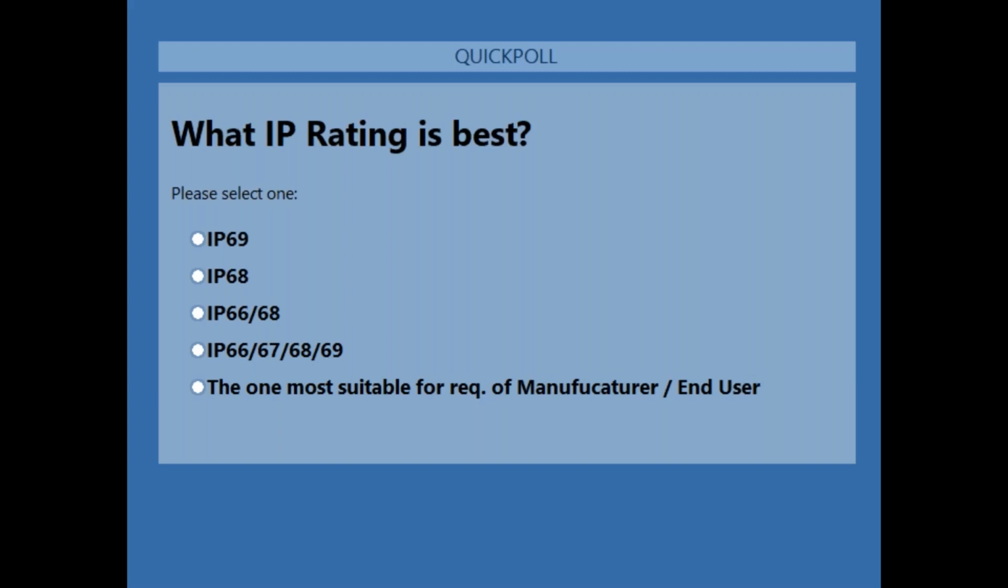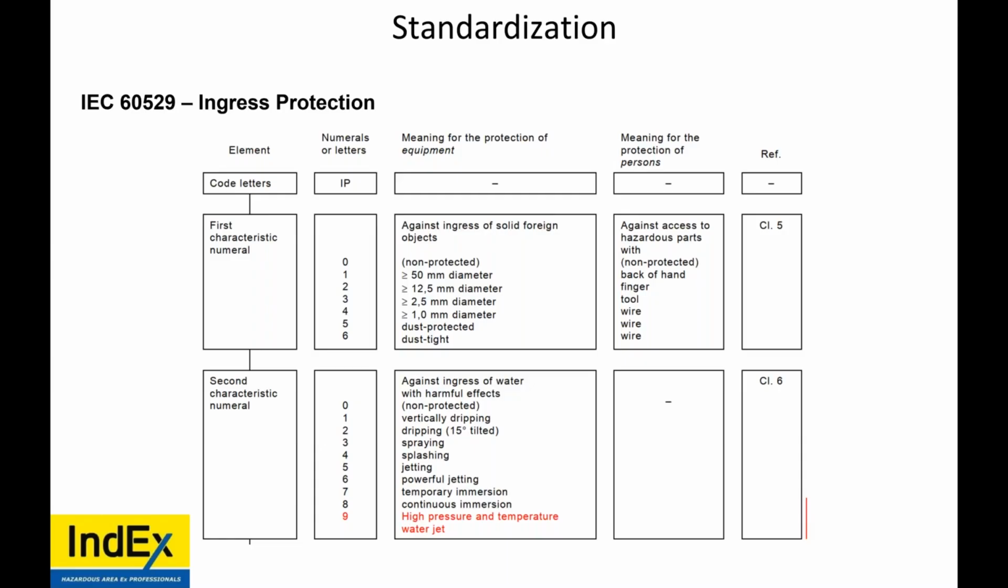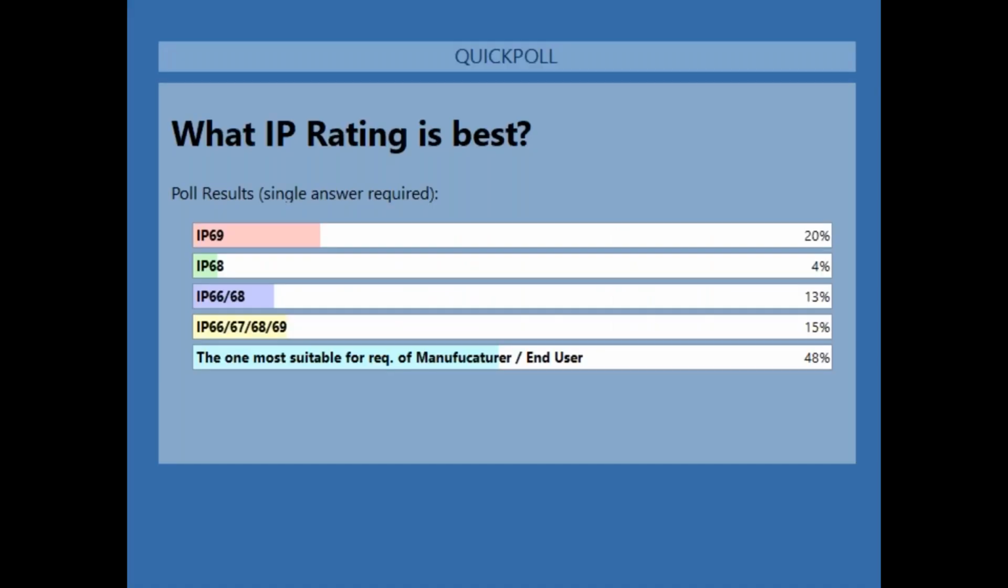Okay. Thank you very much. I'll share the results. So 20% thought IP69. You'll learn further in this presentation why that may not be correct. Same for the next 4 answers. Now the fourth one down, 15% of you, that is a very good device that is rated for everything.